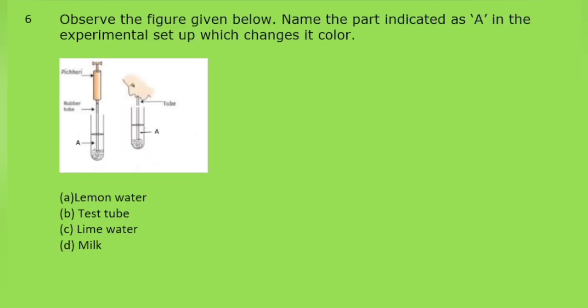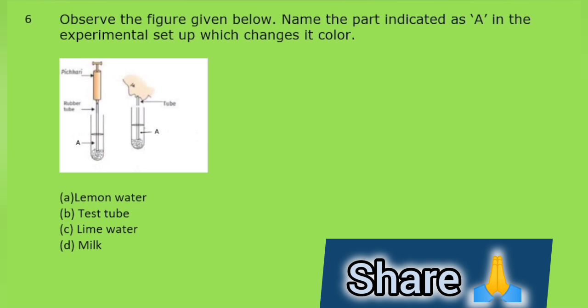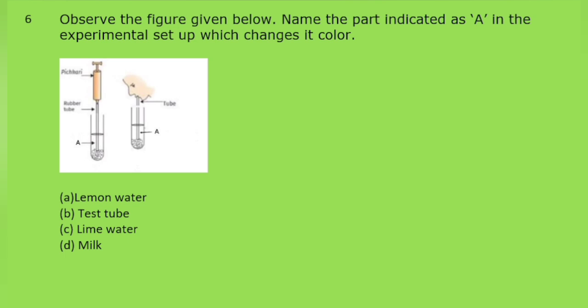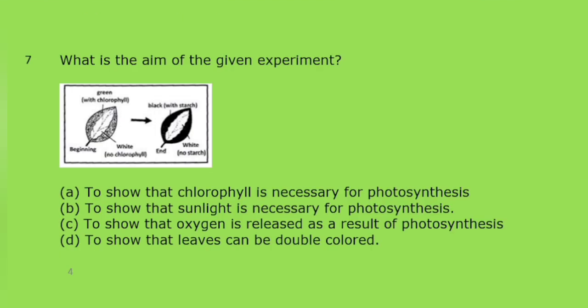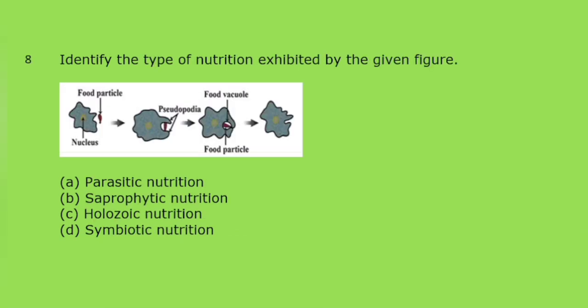Observe the figure given below. Name the part indicated as A in the experimental setup which changes its color. We have taken lime water in the test tube to test for the presence of carbon dioxide in the exhaled air. Option C. What is the aim of the given experiment? Here, this experiment is to show that chlorophyll is necessary for photosynthesis.